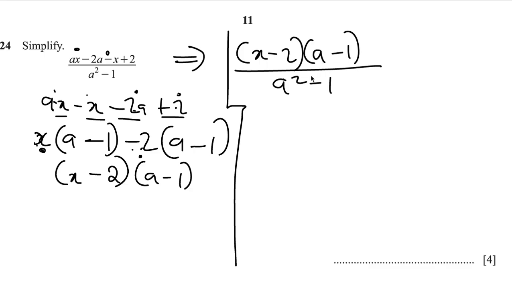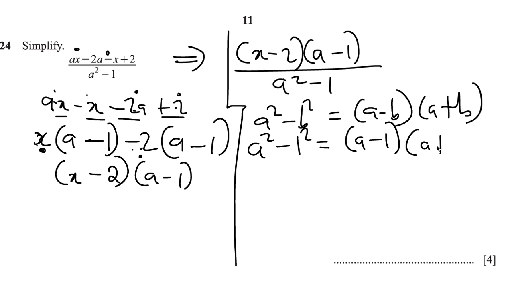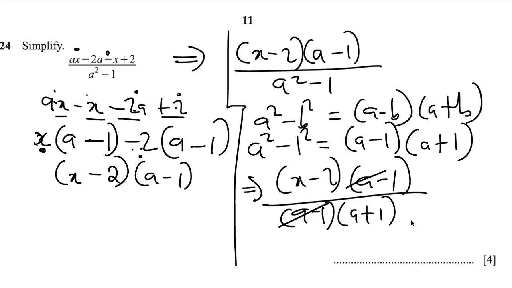That's a² - 1. So using the property, remember when I talked about the difference of two squares, where I said that a² - b² is equal to (a - b)(a + b). So a² - 1² is equal to (a - 1)(a + 1). So that's going to be (x - 2)(a - 1) all over (a - 1)(a + 1). So this a - 1 can cancel this, and then we're left with (x - 2) over (a + 1). And that's the simplification of the expression given to us in the question.